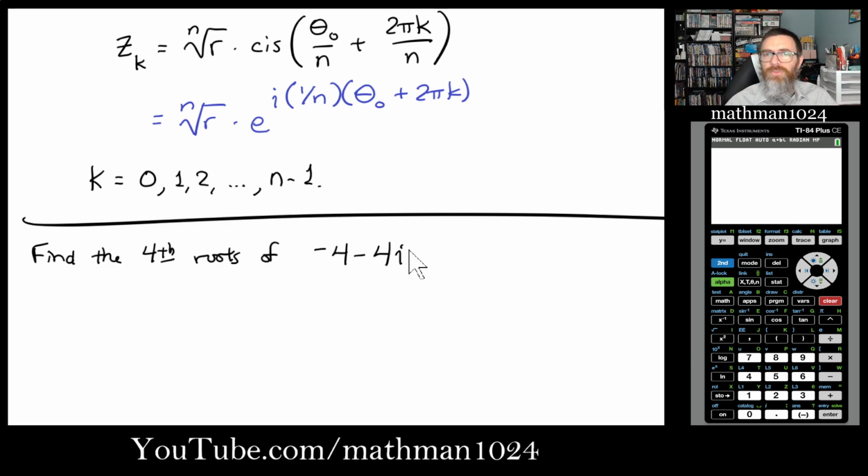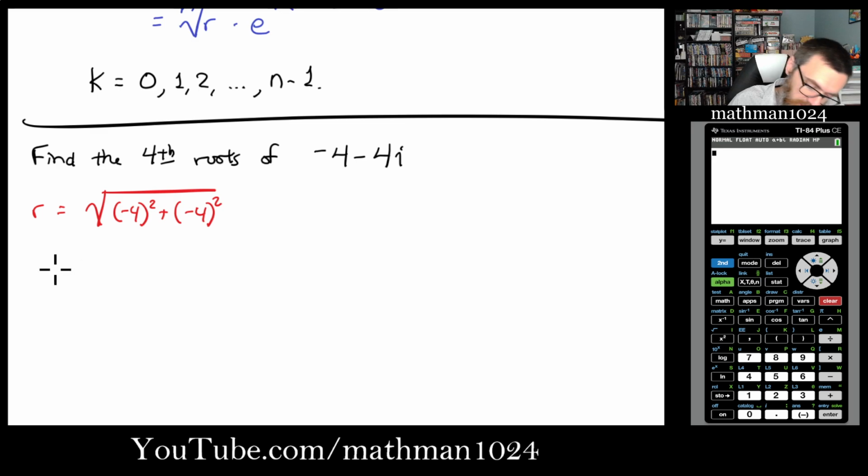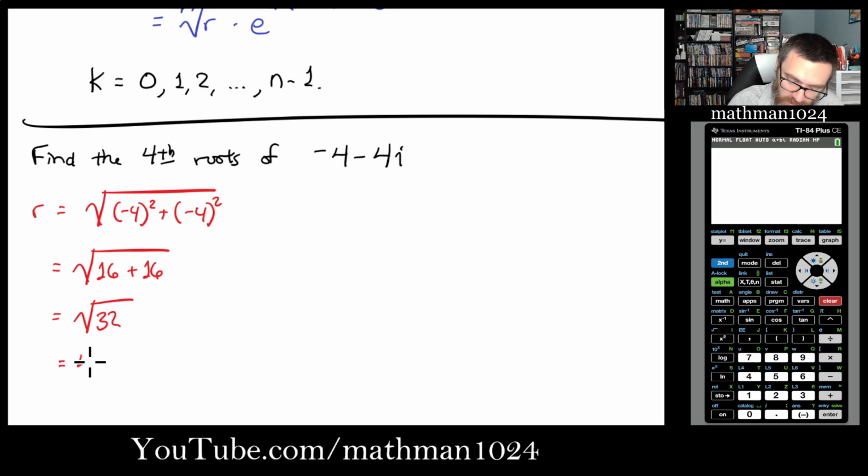Now, you'll notice that the formulas we have above require us to know the r and the theta. So before we jump into anything, we've got to find that. So my r value is going to be the square root of negative 4 squared plus negative 4 squared. So 16 plus 16, which is the square root of 32, and that reduces to 4 square roots of 2.